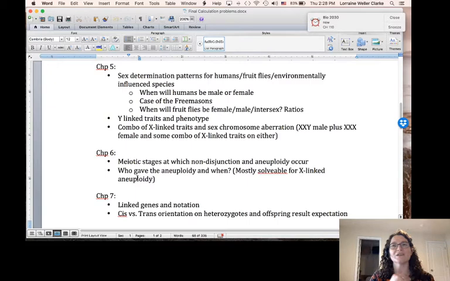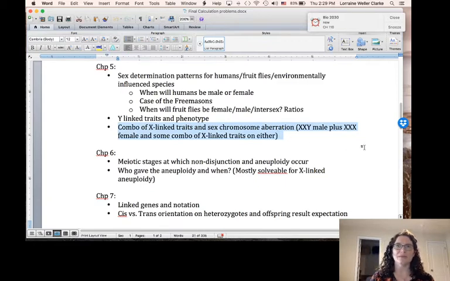There are other questions that are going to be from these chapters. Note, I'm not only putting calculation on there. With chapter 5, you may see a couple of questions about exactly how environmental sex determination works, or why Freemasons exist, etc. Those aren't really calculation problems. But that is something you might see from chapter 5.